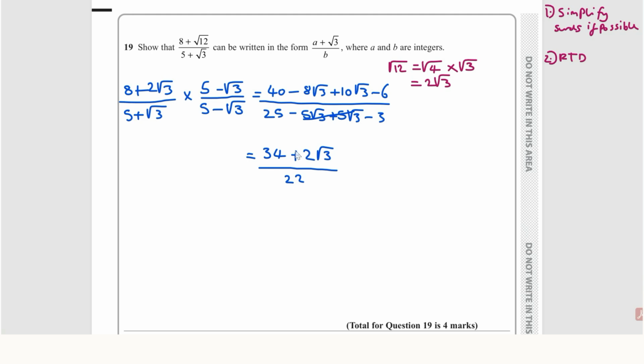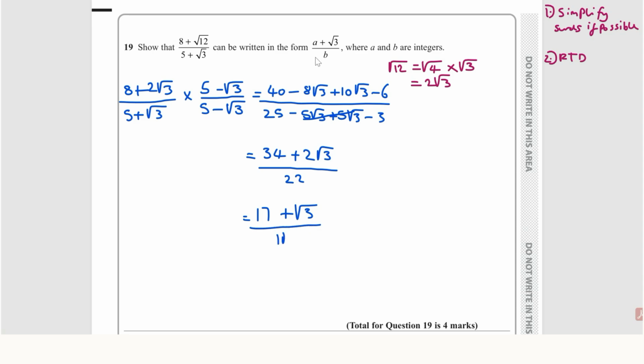Now we can see here that all of these integers are even numbers, so we can simplify this down further by simply dividing by 2. So if we do that, that gives us 17 plus root 3 over 11.